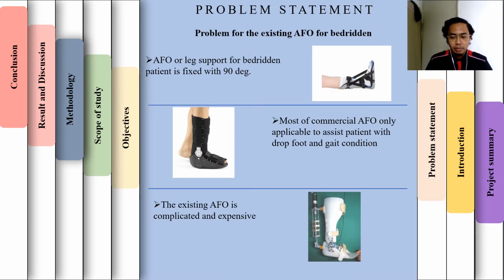Now we will look at the problem statements. As I mentioned before, the main study of this project is on bedridden patients and the AFO. The problem of muscle atrophy and muscle shortness on the calf muscle can be countered by using an AFO device, but there are problems with this device. First of all, the AFO support for bedridden patients is fixed at 90 degrees, so the muscle will stay still because there is no ankle joint movement. Second, most commercial AFOs are only applicable to assist patients with drop foot and gait conditions. The third one is that the existing AFO is complicated and expensive.